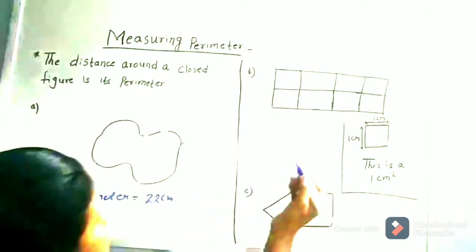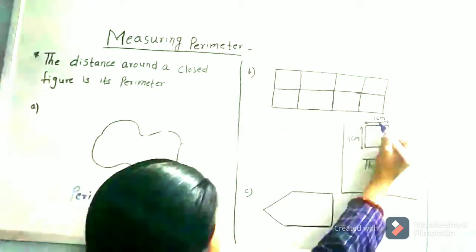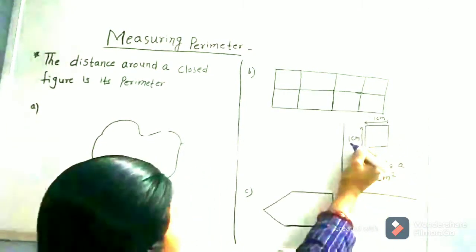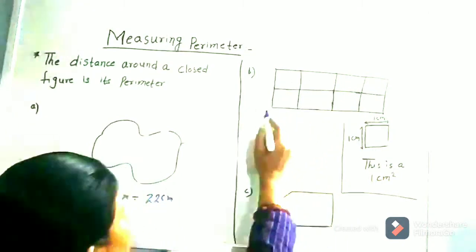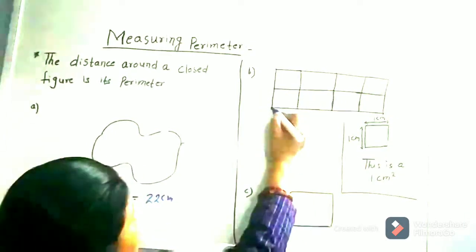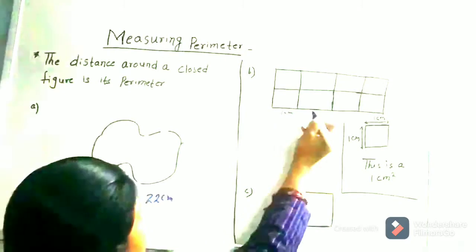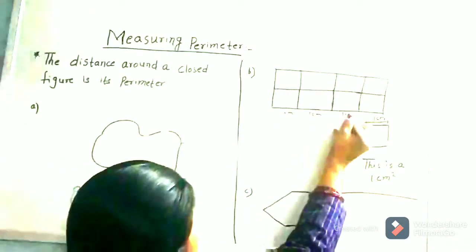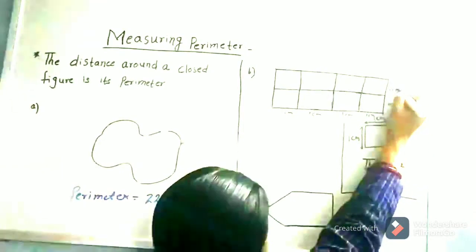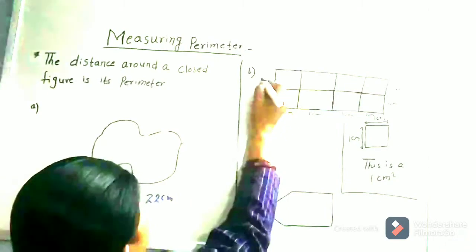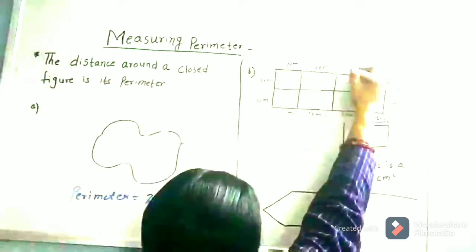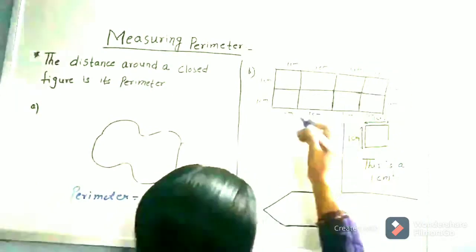Okay. Now here, one line is 1 centimeter. This one box is 1 square centimeter, and this one line is also 1 centimeter. The perimeter is the distance around the closed figure. So this line is 1 centimeter, here also 1 centimeter, 1 centimeter. Here also we count 1 centimeter each, six times. So 1 and 1, 2.